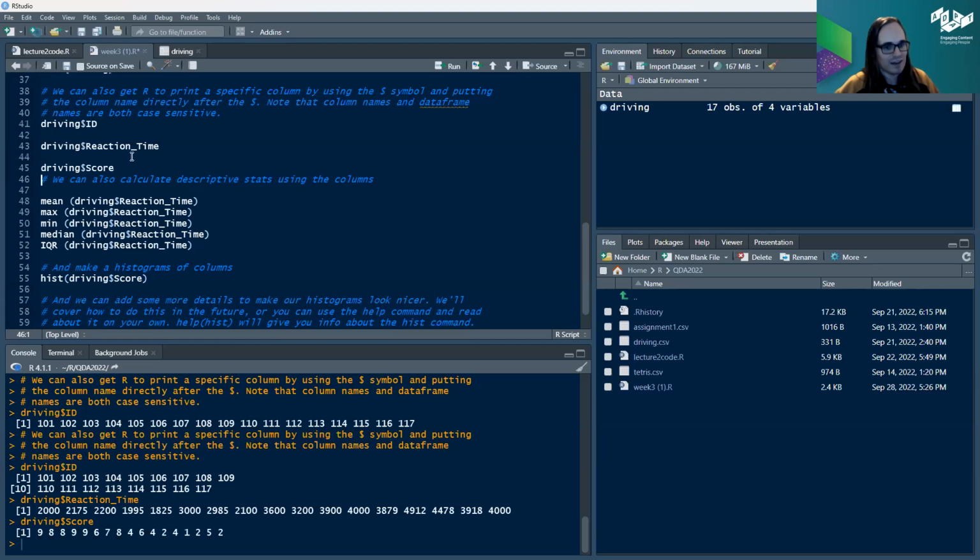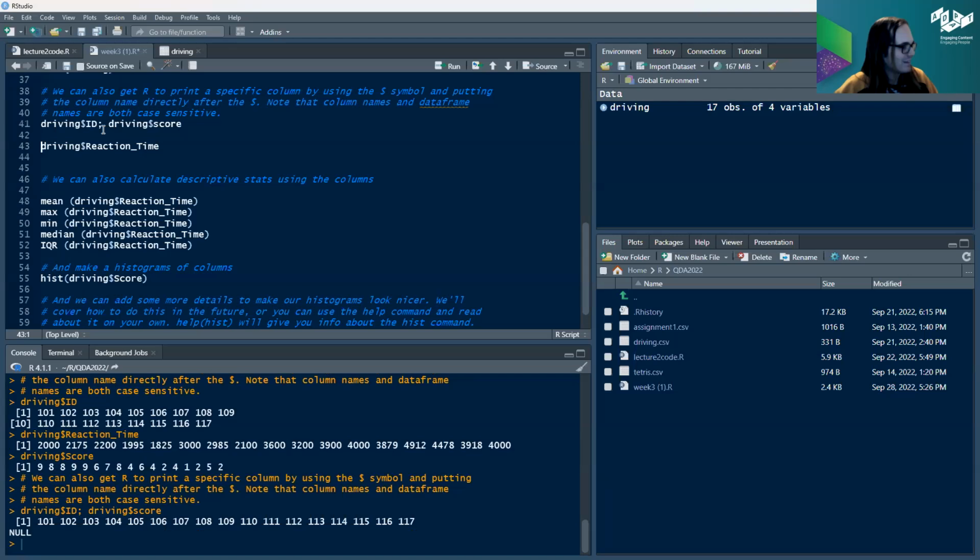Someone said, can we print two columns simultaneously, like ID and score? Sure, we could do that if we wanted to. So if we wanted all the IDs and all the scores, we could do, with a semicolon, driving$ID; driving$score, and oh, it didn't like that because I didn't capitalize the S in score. I already warned you that R is really particular about capital letters. It's particular about commas and quotation marks and all of these things. I would say at least 75% of code errors you'll run into, like this NULL that I just got, are because of either capitalization or a missing comma or a missing decimal point or a missing parenthesis. So always look for those kinds of things first before you think that you messed something up badly. So let me fix that.